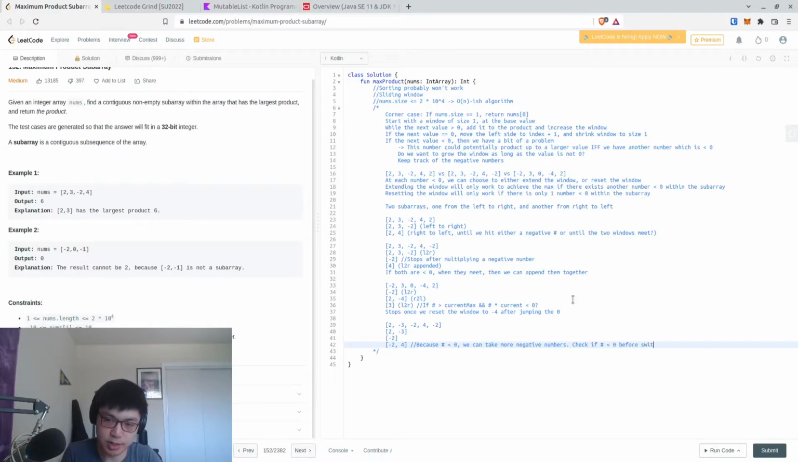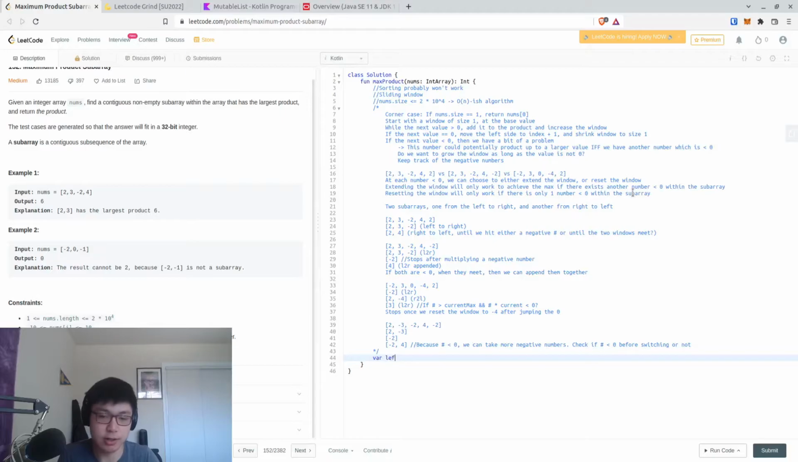Before switching, not. I think this works. It's reasonably O of n because we're just scanning left to right until we meet. So I guess we could start coding.